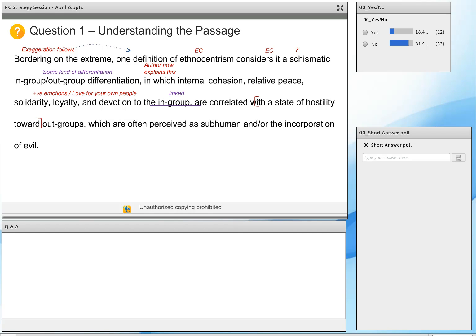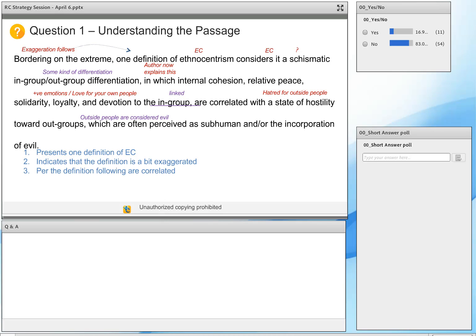Now, if you notice how I have summarized this entire passage, the passage itself is a single sentence here, but it's my summary. I'm not using the author's words. In my summary, I have said that the author presents one definition of EC. This definition, by the way, is a bit exaggerated. According to this definition, these two things are correlated. Love for your own people is linked with hatred towards outside people. By the way, these outside people are evil. Okay, so what you see on the screen at the bottom is my summary of this particular passage.